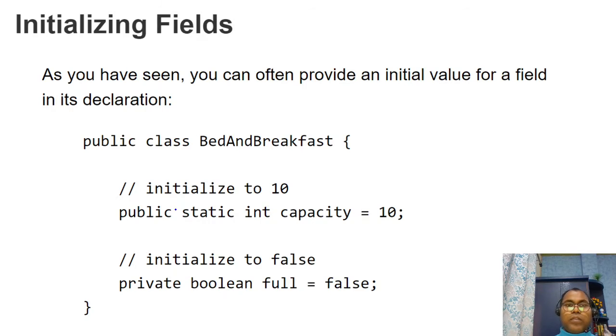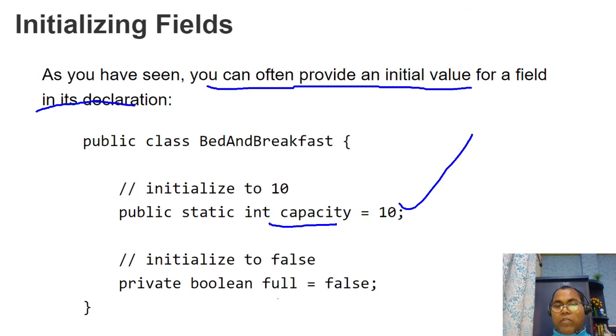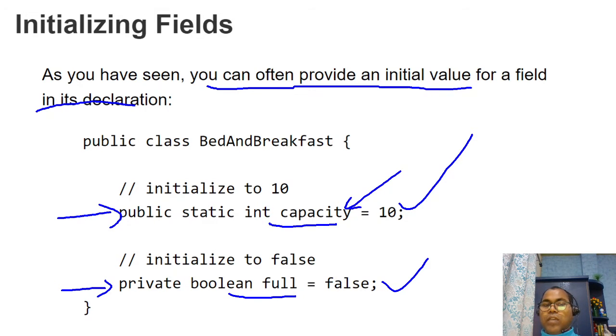And sometimes you also need to initialize a field. We often provide the initial value for the field at its declaration. Whenever we declare, let's say, a capacity, we give it the value 10, and for a boolean we give it a false value. This is the general recommendation: you can initialize during the declaration. But sometimes you need some kind of business logic, some conditional test, to initialize the value. For that, we generally use the constructor to initialize the field.